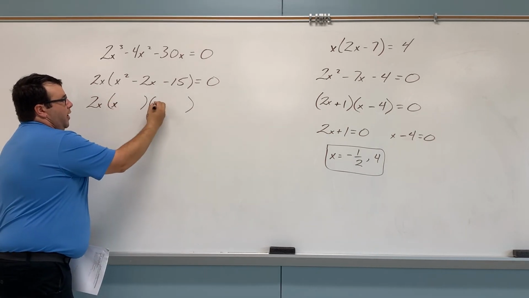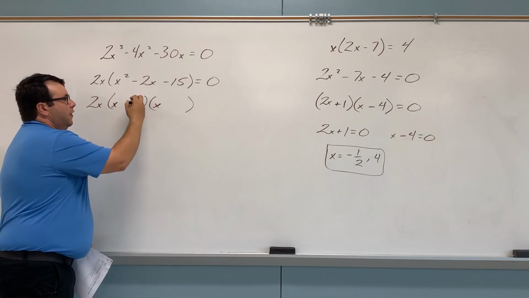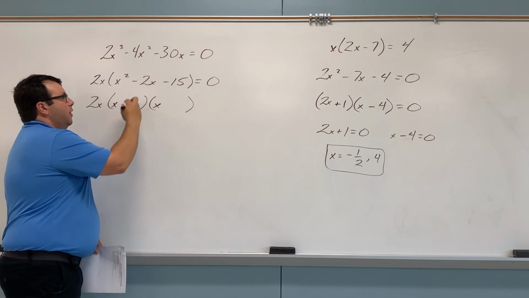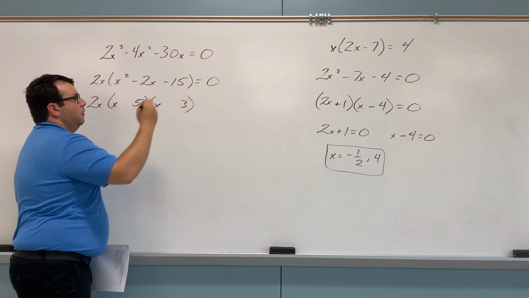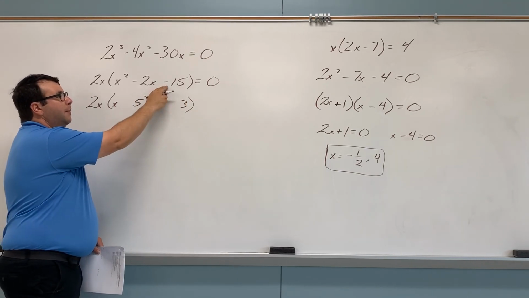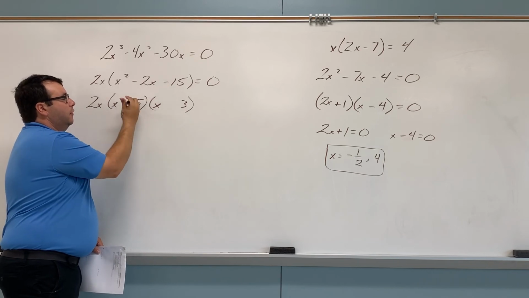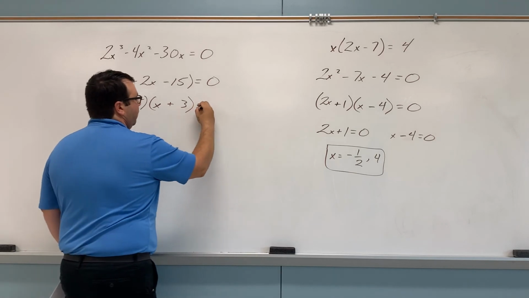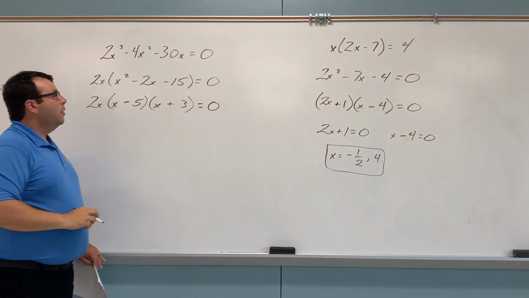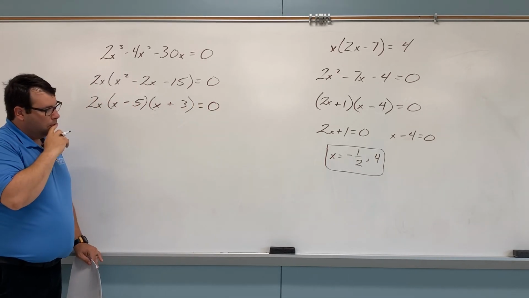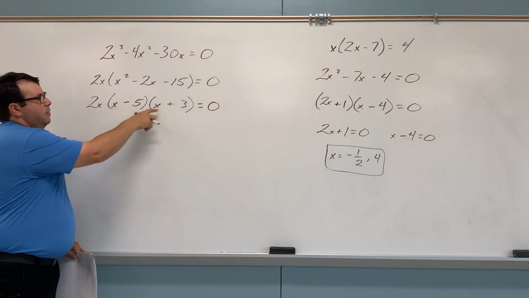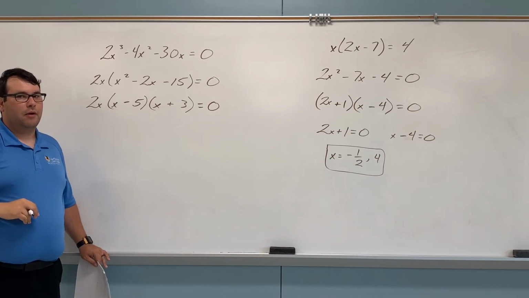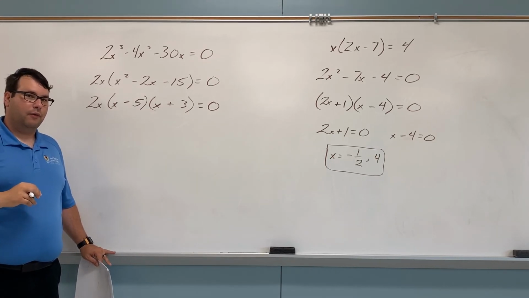I got x. Factors of 15, I've got 1 and 15, and 5 and 3. Let's use 5 and 3. Signs will be opposite. The greater will be negative. Still equal to 0. But hey, wait a minute. I've got 3 products now. How does that work?